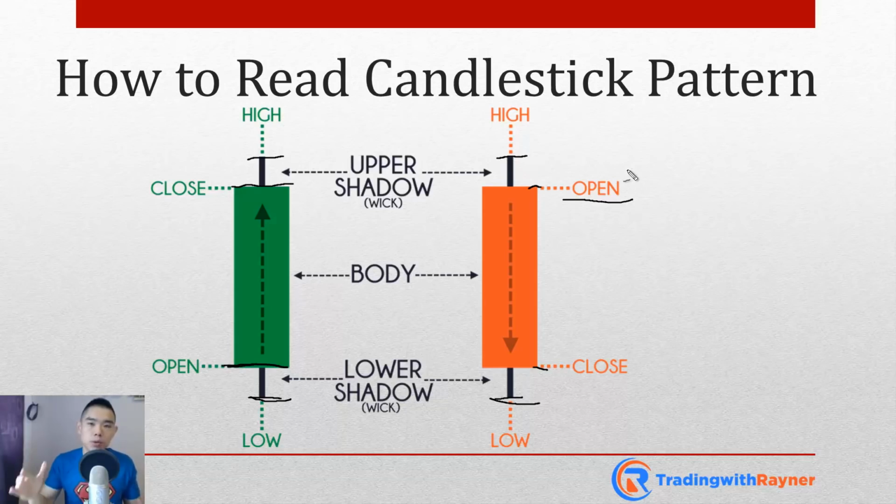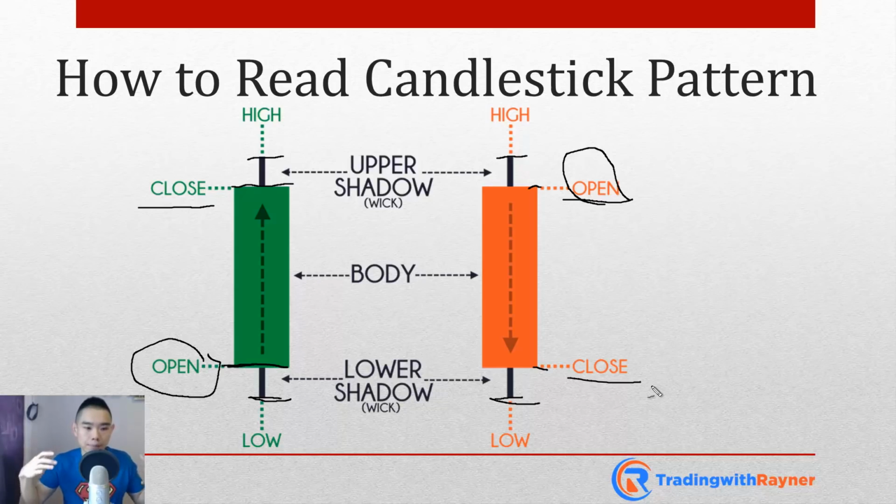So the main difference between a bearish bar and a bullish bar is that the open and close are at the opposite side. For a bullish bar, it means the price has closed higher for the session. The open is always below the close. For a bearish bar, it means that the price has closed lower for the session and the open has to be above the close.